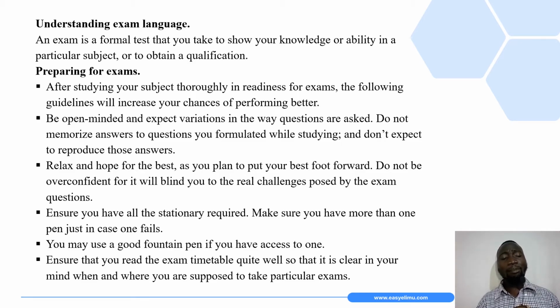On to the next thing under preparation for exams as a student: ensure you have all the stationery required. Make sure you have more than one pen, for instance, just in case one fails. Another thing is that you may use a good fountain pen if you have access to one. Also ensure that you read the exam timetable quite well so that it is clear in your mind when and where you are supposed to take particular exams.